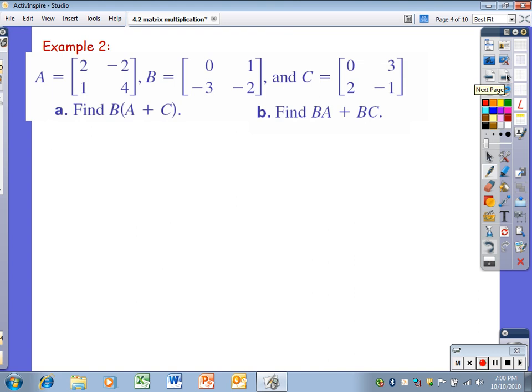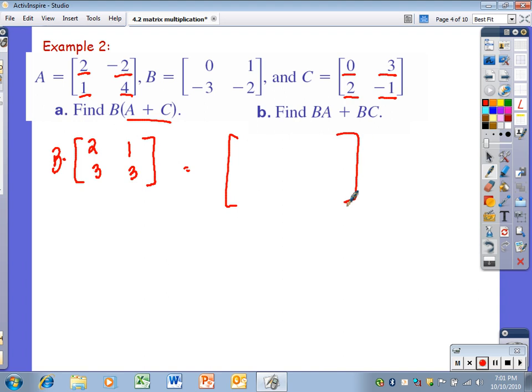All right. Let's do A here just to give ourselves a little more practice. Let's first take A plus C. So if I take A plus C, what's my resulting matrix? 2 plus 0 is 2. Negative 2 plus 3 is 1. 1 plus 2 is 3. And 4 plus negative 1 is 3. Can we take matrix B times this resulting matrix? And let's see what we get.